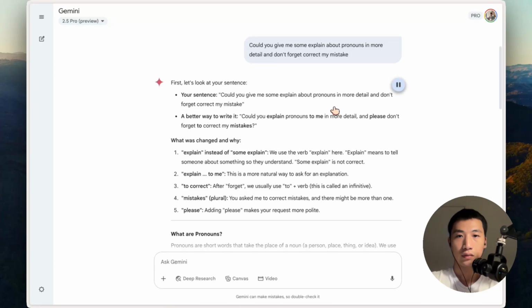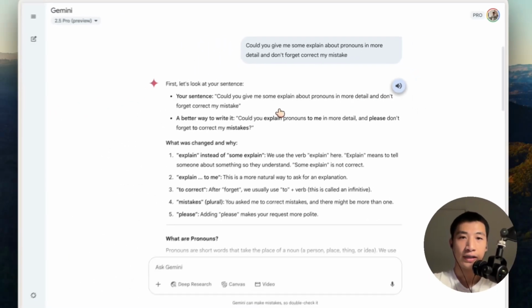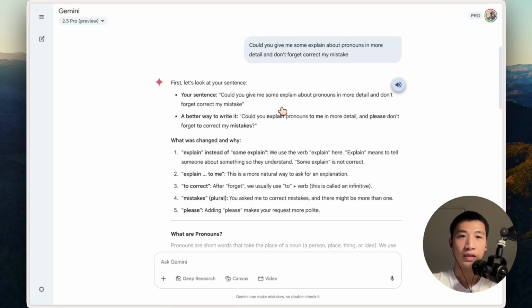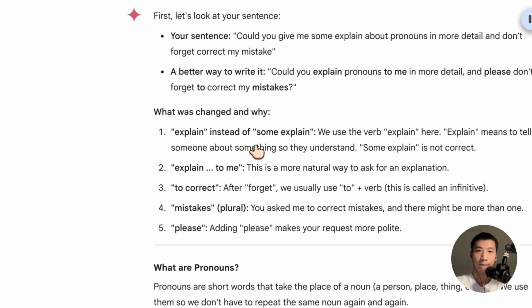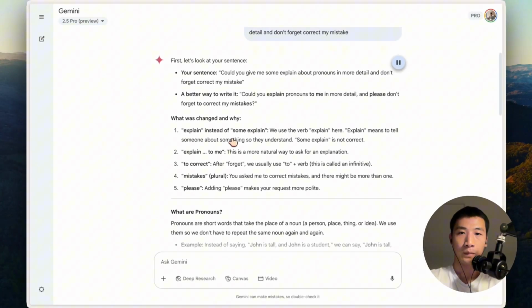A better way to write it. Could you explain pronouns to me in more detail? And please don't forget to correct my mistakes. What was changed and why?